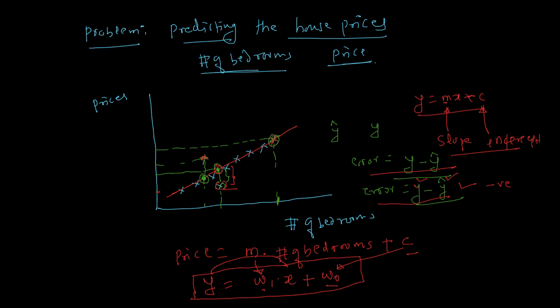So there are two types of error which we consider normally. The first type of error, which is the simplest error measure, is called the mean absolute error.